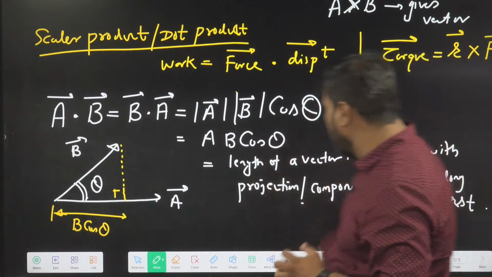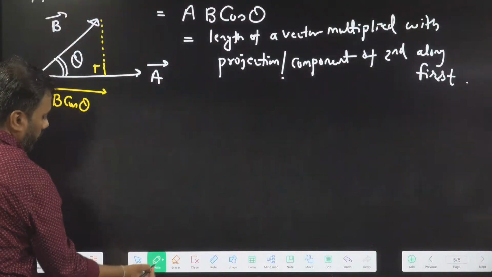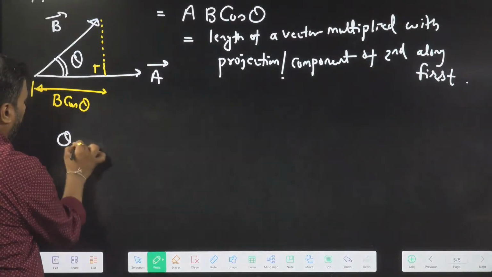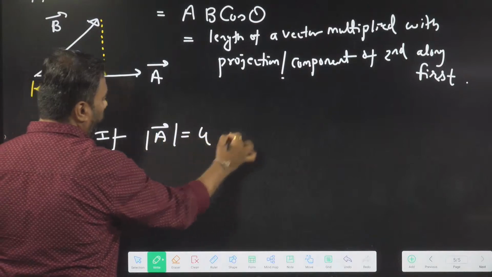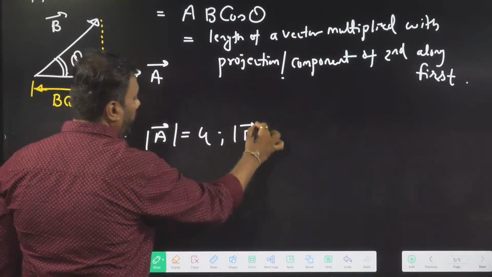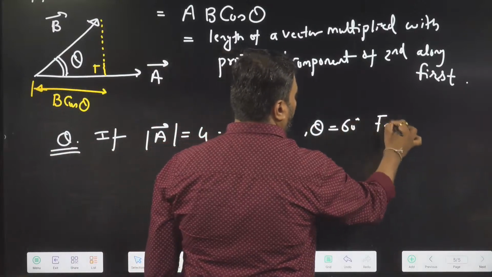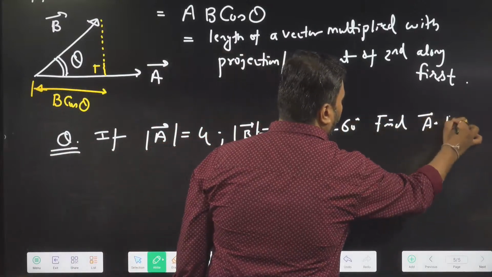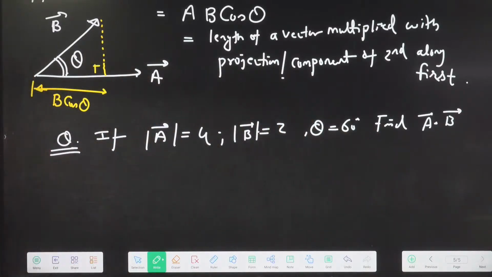So how to find the dot product of two vectors? We know the formula, so now we can find the dot product. Let us solve a question. If length of A is 4, length of B is 2, and theta is 60, find A vector dot B vector. The lengths of A and B are given, the angle is also given.